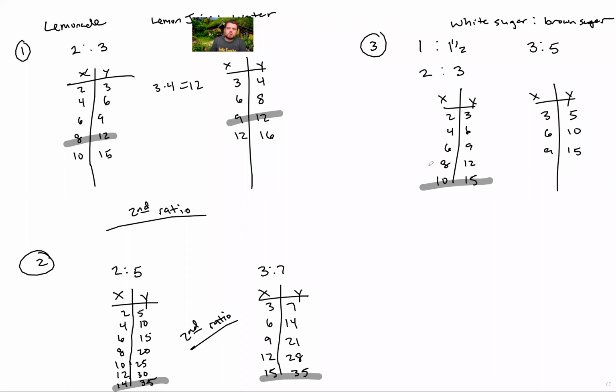So the first ratio is 10 parts white sugar to 15 parts brown sugar. In the second, I have 9 parts white sugar to 15 parts brown sugar. So in this example, the first ratio has the higher concentration.